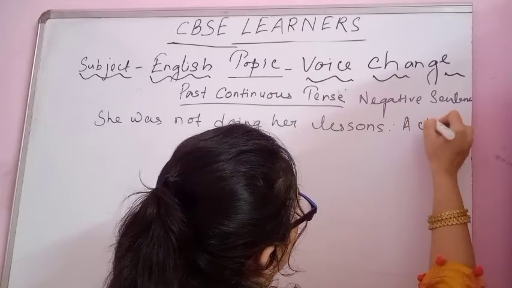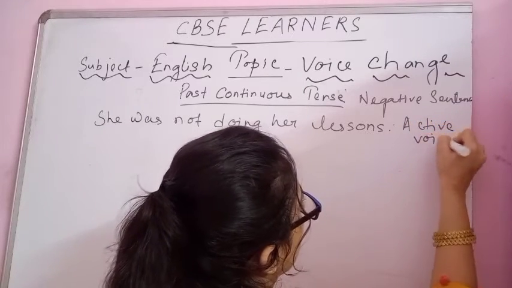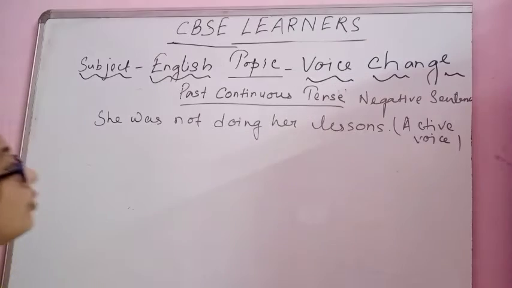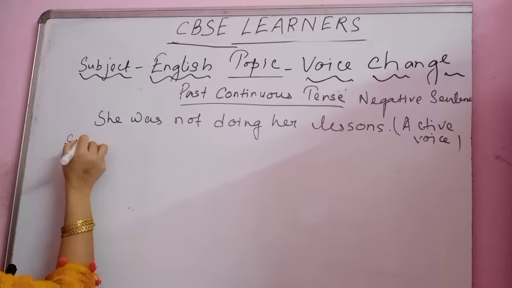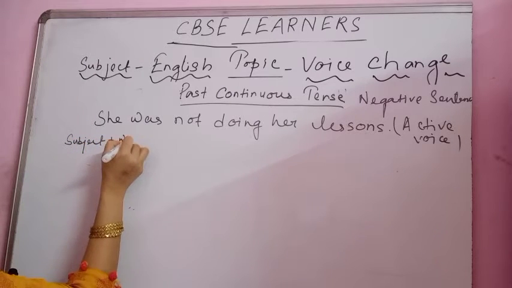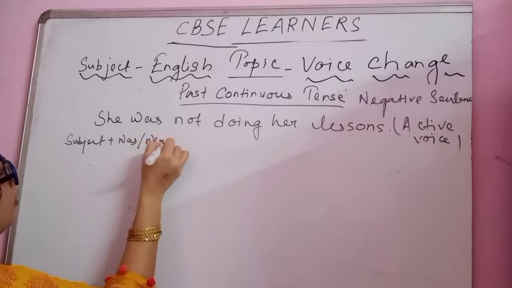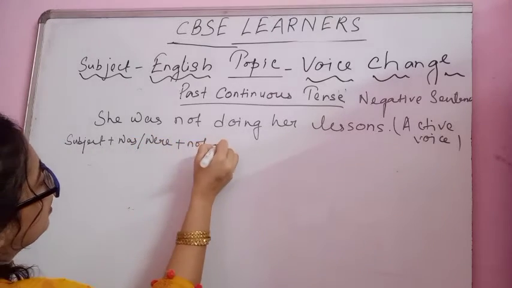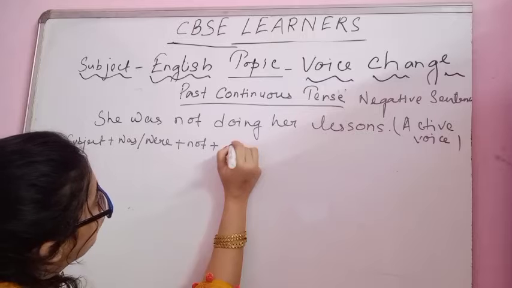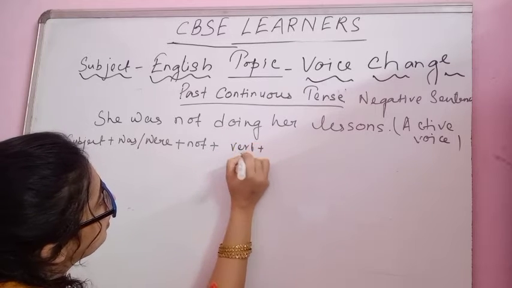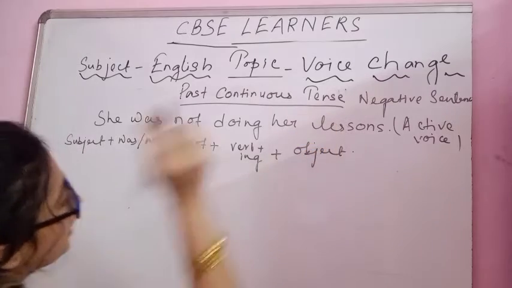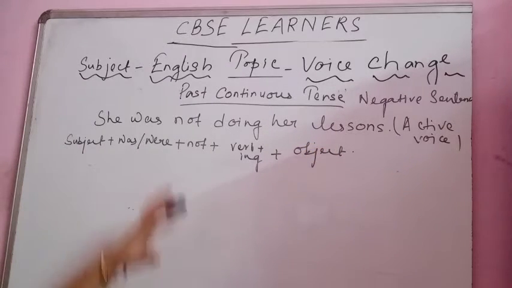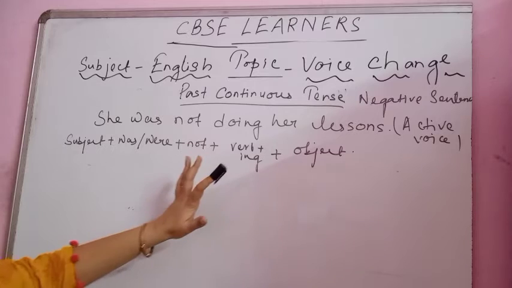This is in case of active voice. Okay, she was not doing her lessons. It is in active voice. Now what will be the formula? Subject plus was or were plus not plus verb plus ing plus object.